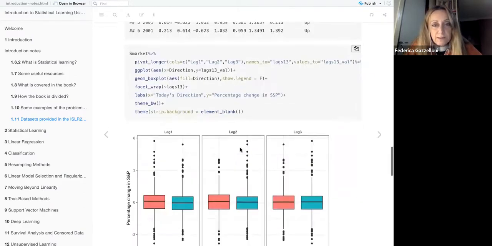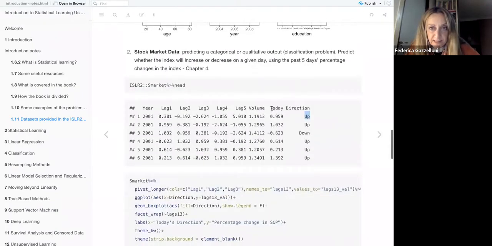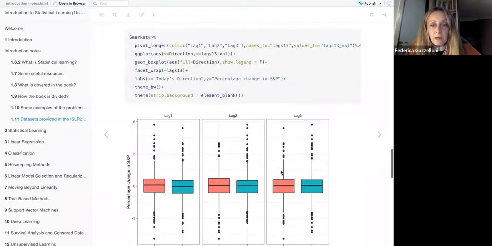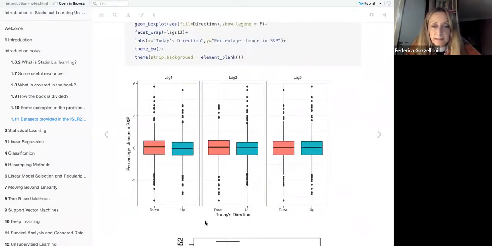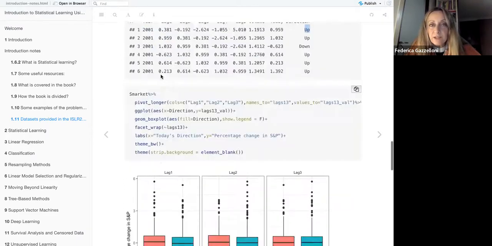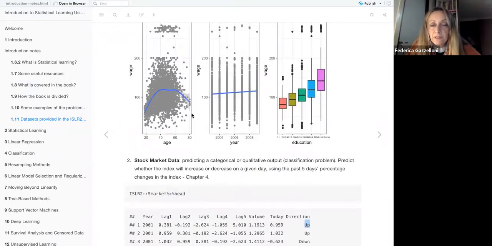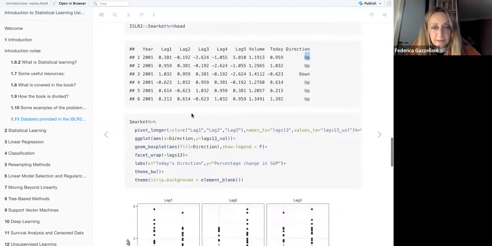So the visualization he made is a box plot for this, and it is saying that they are quite the same if we look at 1 day before, 2 days before, or 3 days before the present day. And so it is quite interesting to see the different types of visualization that are the most suitable for each of the problems we are looking at.